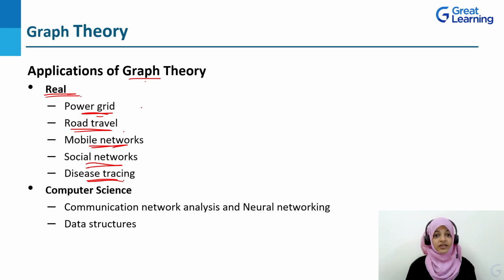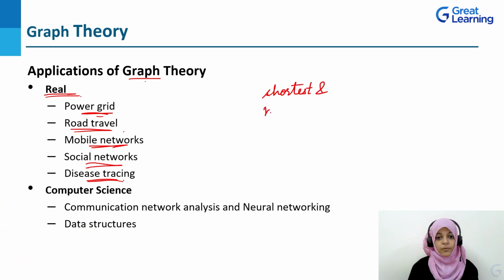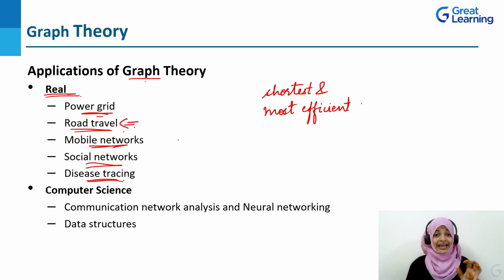In power grids, graph theory helps us determine where a particular step up or step down transformer has to be attached in order to maintain the voltage of any current that is moving from one point to the next. Power grid analysis using graph theory also helps us determine the shortest and most efficient route that needs to be taken in order to transport electricity from point A to point B. In a similar manner, if someone is undertaking road travel, an analysis of the whole graph of roads, or in this case, we could also call it a map of roads, would help us determine the shortest, most efficient, and fastest way to reach from point A to point B.